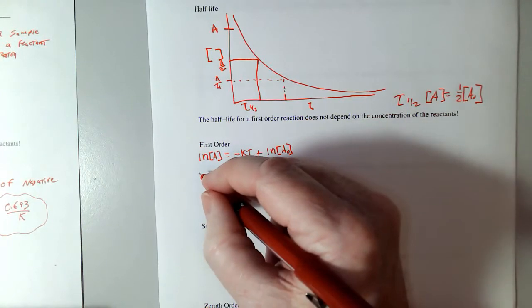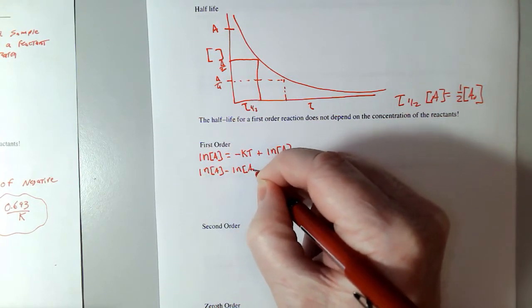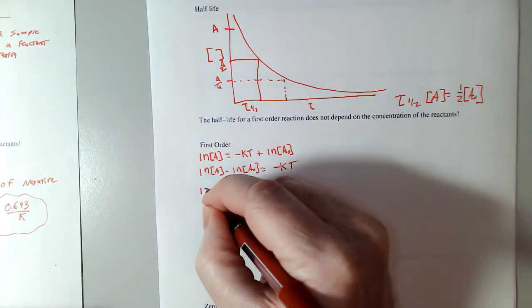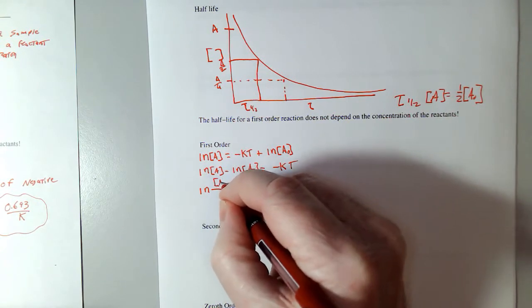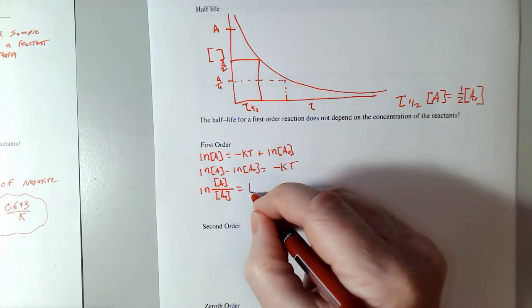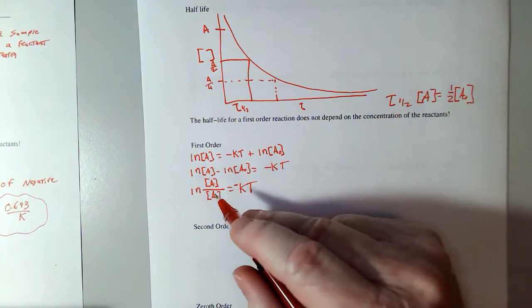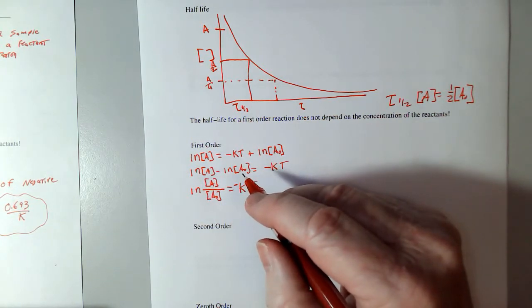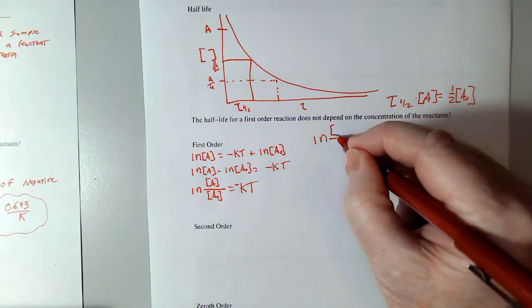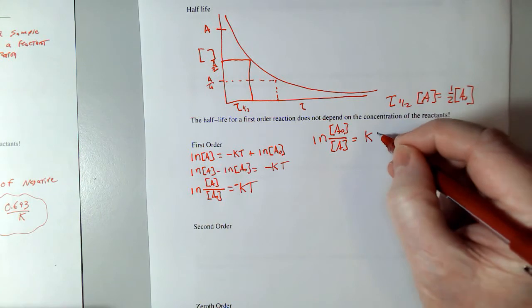A little bit of grouping like terms, ln of A minus ln of A naught equals minus KT. Using a little bit from math analysis, the ln of A divided by A naught is equivalent to that term equals minus KT. Then what I'm going to do is actually invert these. And that's going to make it the negative, which will cancel out my negative sign on the other side. So I now have the ln of A naught over A equals positive KT.